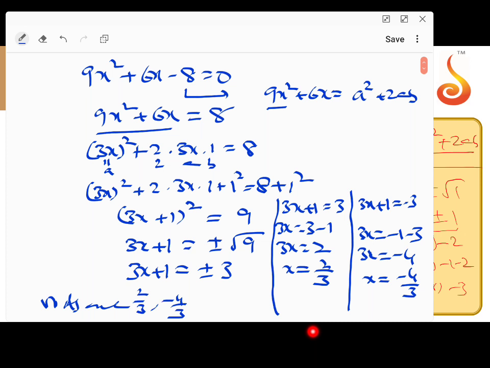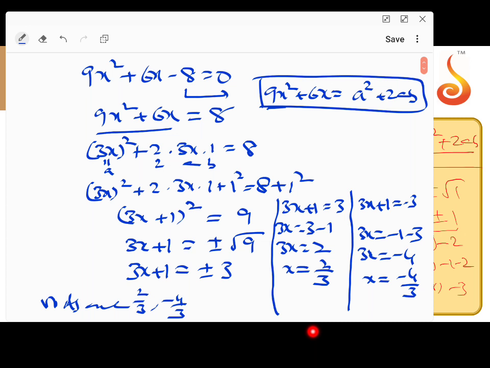I hope you understand. The first step: bring minus 8 to the other side, and write the left side value in the form of a square plus 2ab. Once you get the a square plus 2ab form, add the b square term on both sides.